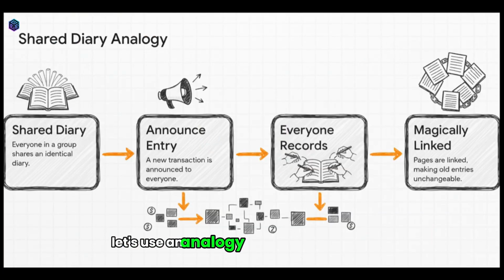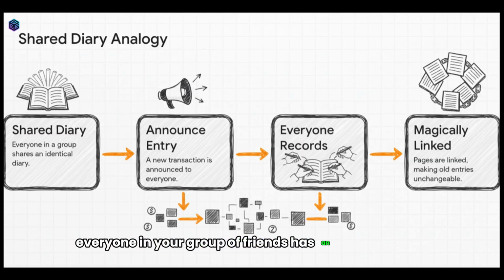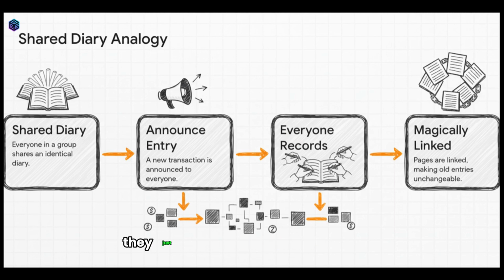Let's use an analogy. Imagine a special diary, but instead of just you having it, everyone in your group of friends has an identical copy. Now, when someone wants to add a new entry, like a transaction, they just announce it to the whole group. Everyone hears it, and they all write down the exact same entry in their own copy of the diary.